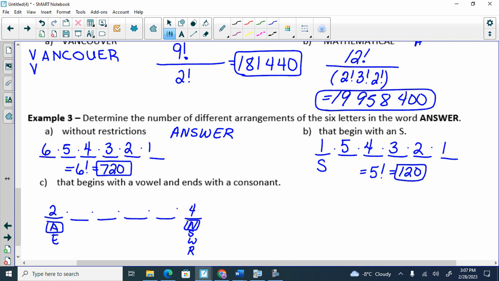Let's hold the N. How many letters have I used up? 2. How many do I have left? 4, 3, 2, 1. 192. Okay, then we're flipping over.